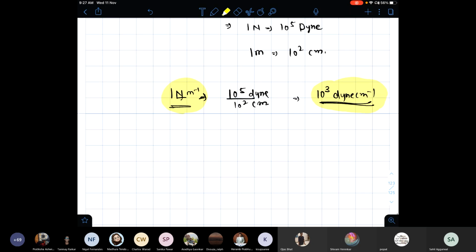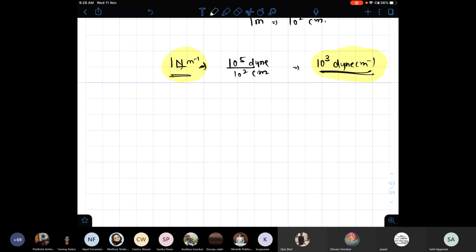All of you understood? Very good, Sakshi. Dimensions, you must be knowing very well. Whatever you solve, it will be kg per centimeter square. This will be the dimension.